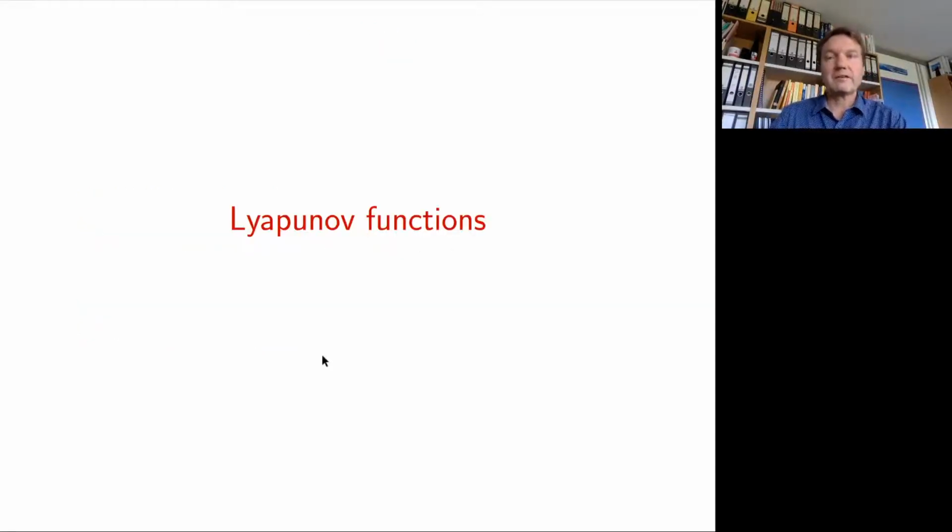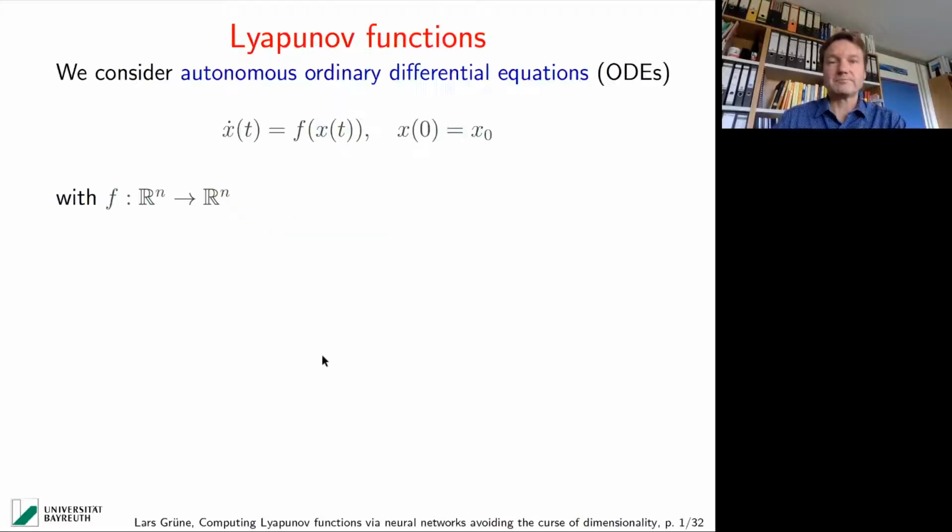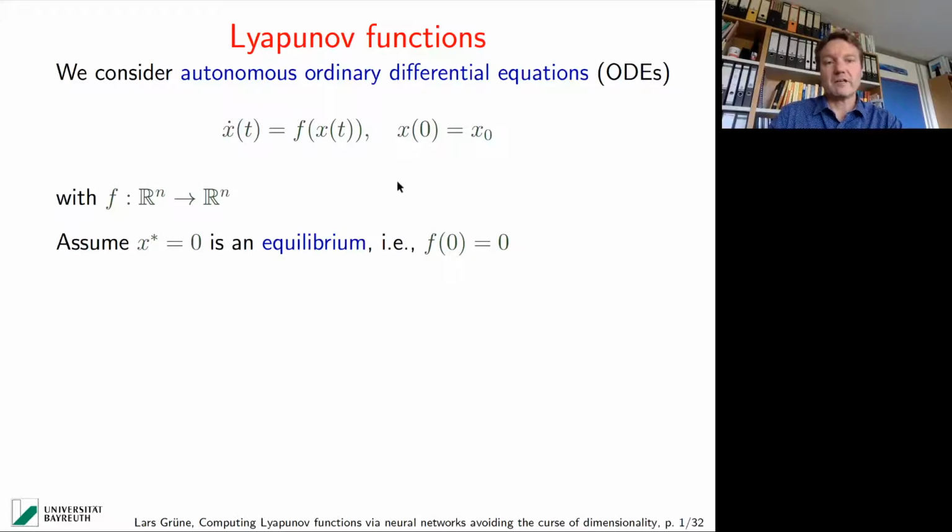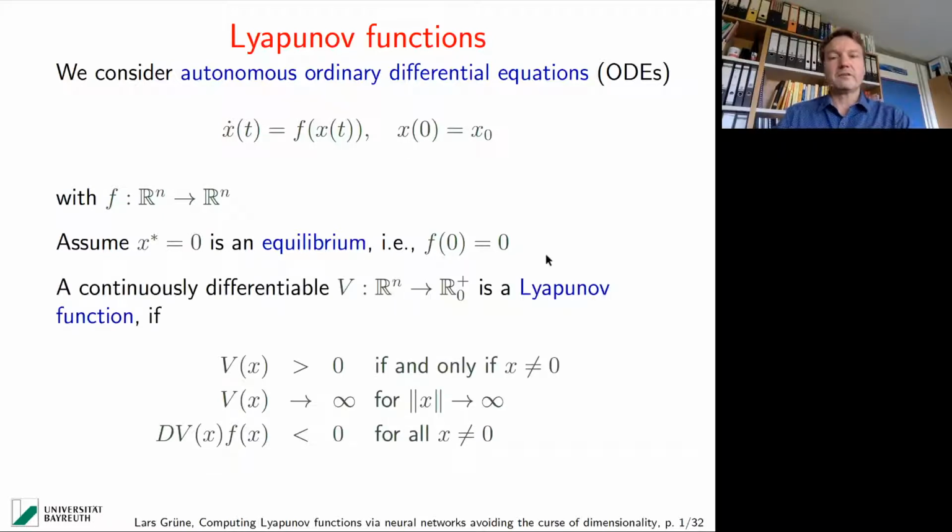Okay, so first part, let's talk a little bit about Lyapunov functions. What I'm considering are simple autonomous ordinary differential equations, nonlinear: x dot of t equals f of x of t with initial condition x of 0 equal to x naught. F maps R^n to R^n. And what we assume throughout the talk is that x star equal to 0 is an equilibrium, which means f of 0 is 0.